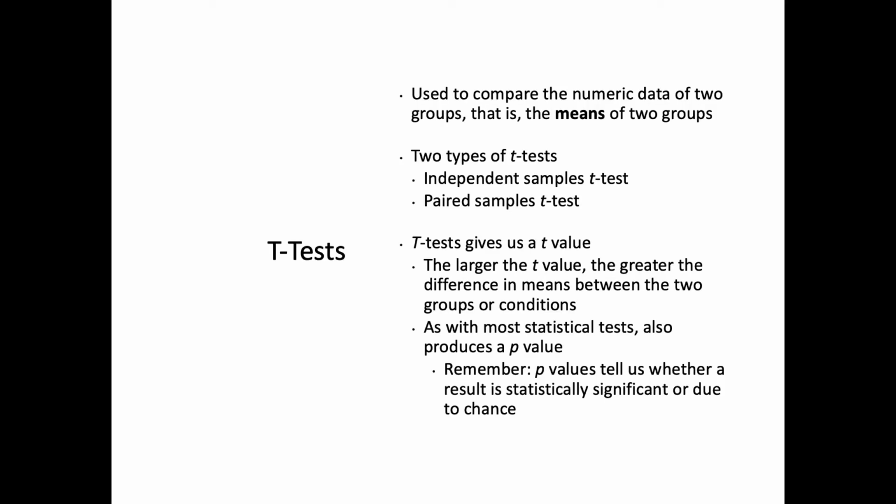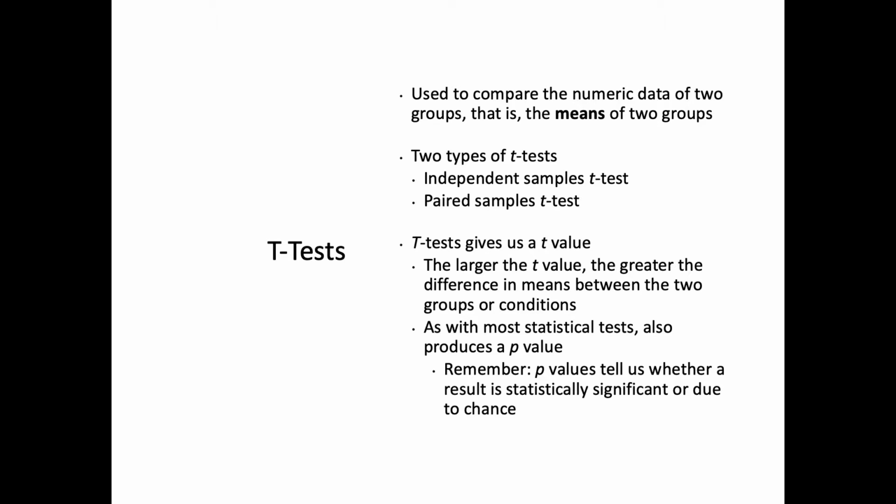Similar to correlation analysis, t-tests are also a kind of inferential statistics. Different from correlation analysis, which uses two continuous variables, for t-test we have one continuous variable and another categorical variable. So the purpose of the t-test is to compare the numerical data of two groups, or the means of two groups.